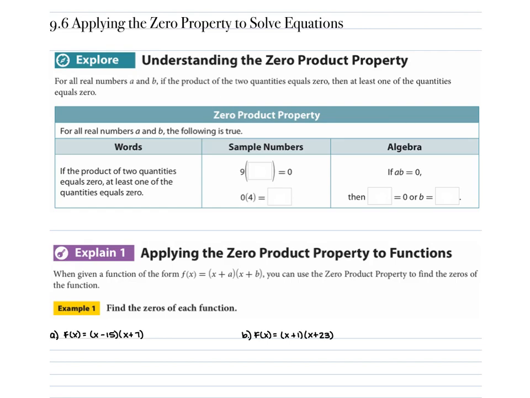Applying the zero property to solve equations. For any of these examples, we are changing the f of x, or the function, to be an equation that's equal to zero. Sometimes they will be factored for us, or sometimes we will have to factor them ourselves.